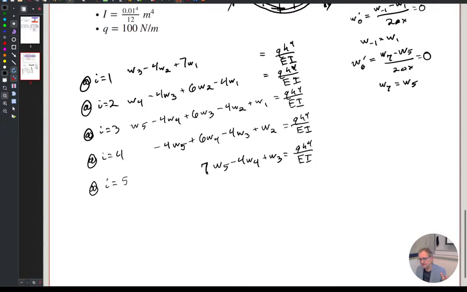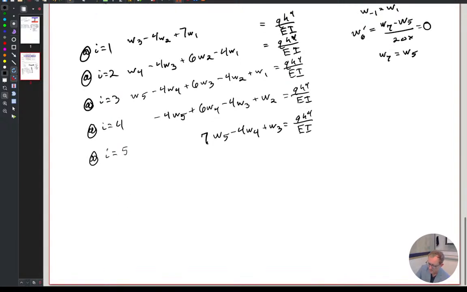Cool. Now we're just trying to take those 5 equations, turn it into a 5x5 matrix. And we already know the right-hand side is all that QH to the 4 over EI terms. So my left-hand side, it's going to start off with a 7, then a -4, then a +1. So here's W1, W2, W3, W4, and W5 terms. So a 0 and 0.